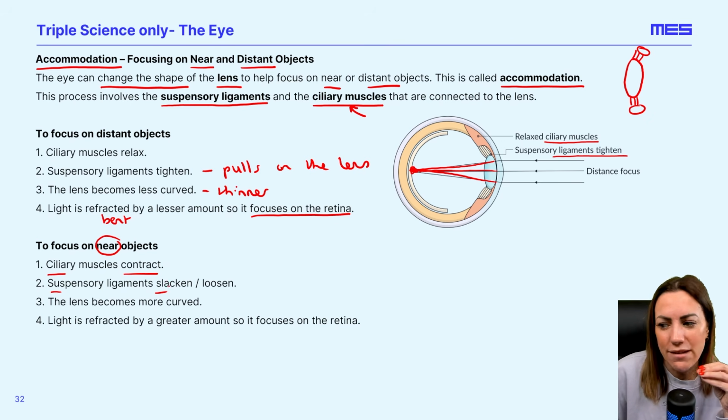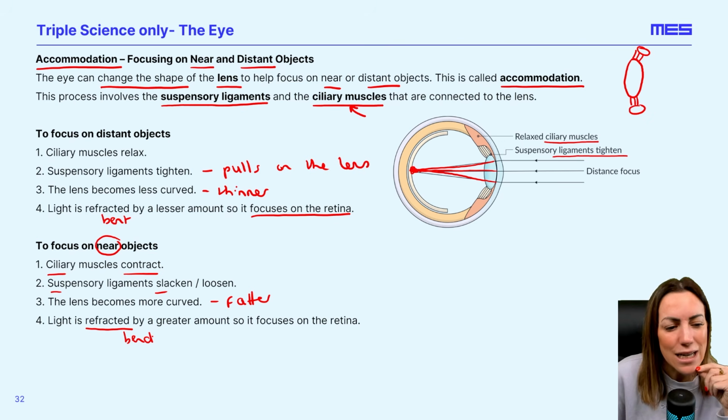Now, because the suspensory ligaments slacken or loosen, the lens becomes more curved or it becomes fatter. That will refract or bend the light more so it focuses on the retina.